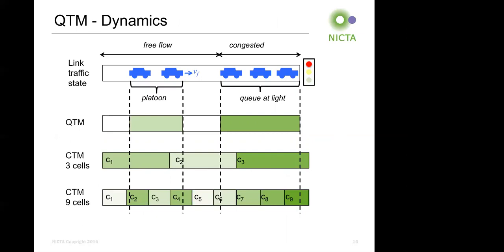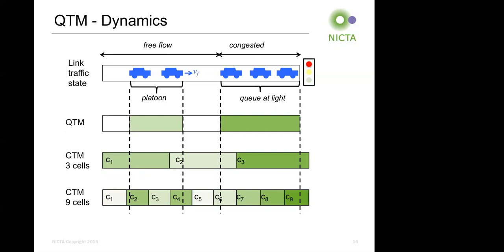Because we have piecewise linear dynamics, we can capture the exact locations of this platoon at a given time, and the size of the queue at a given time. If we contrast that with some other macro models, such as the cell transmission model, CTM, we can only capture the density within each cell. So we have to divide the link up into cells, and we can only approximate that as a function of the number of cells that we have.